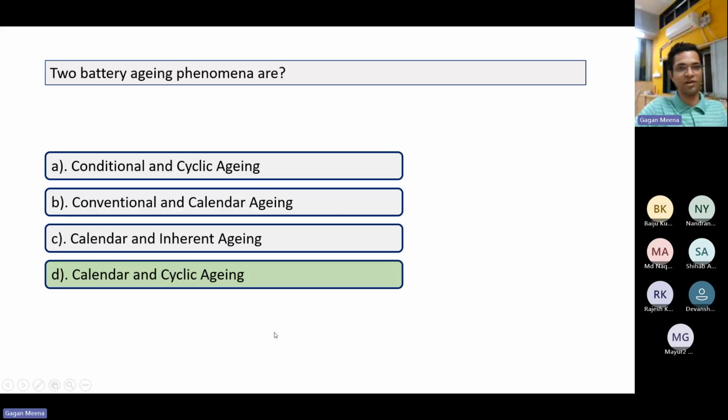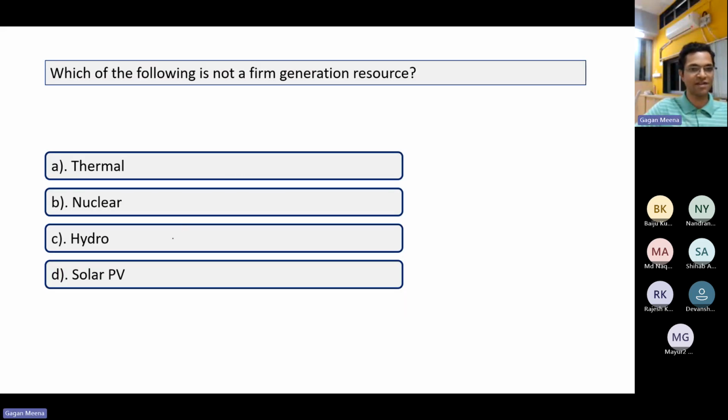The next is, which of the following is not a firm generation resource? So which one is the correct option? Thermal, nuclear, hydro, or solar PV? So what's the correct option? Which is not a firm generation resource? Solar. Solar, correct.